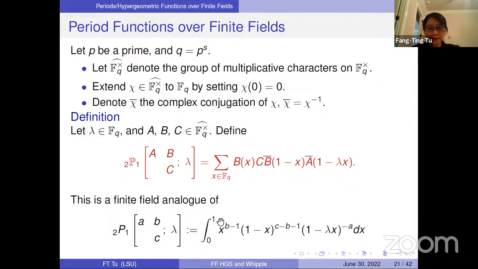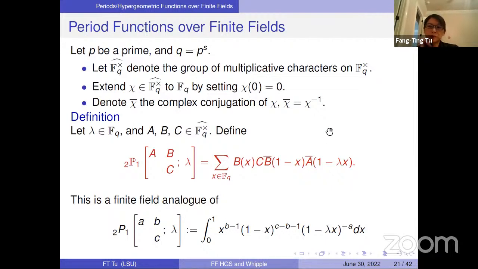So here we replace the integral by the discrete integral, the summation. And also, again, we replace all the little a, b, c, the parameters, by our multiplicative characters, capital A, B, C. So this B(x) is the finite field analogue of x to the b minus 1. Okay. So one thing I want to point out is that the trivial character is the finite field analogue of the log of 1 here. So the C B bar is exactly for this part, c minus b minus 1, and so on.